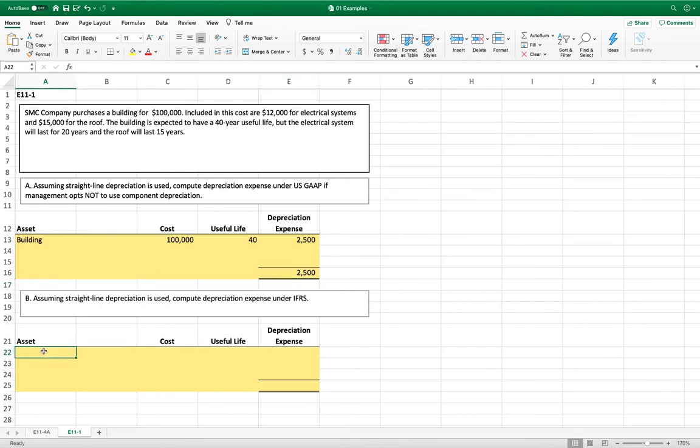Now, for part B, we're going to assume straight line depreciation is used again, but we're going to compute depreciation expense under IFRS. So remember, by saying we're going to do IFRS, that requires that we do component depreciation. So in this case, they've broken out a couple of components for us. So the first one is the electrical system. So our first asset is our building electric.